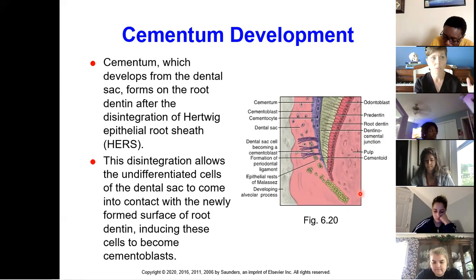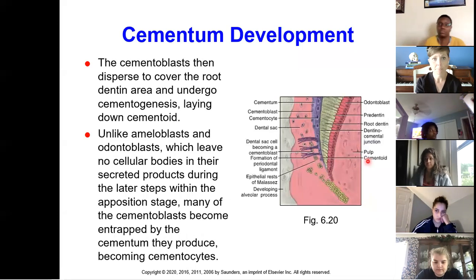So the Hertwig epithelial root sheath starts to form. It's not in here, but it differentiates, and then once it disintegrates, it starts to differentiate and form the root dentin. All right, cementoblasts then disperse to cover the root dentin area and undergo cementogenesis, or the laying down of cementum, right?